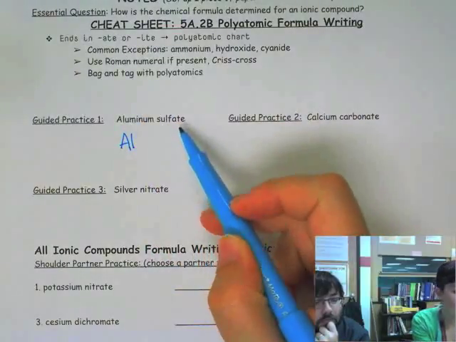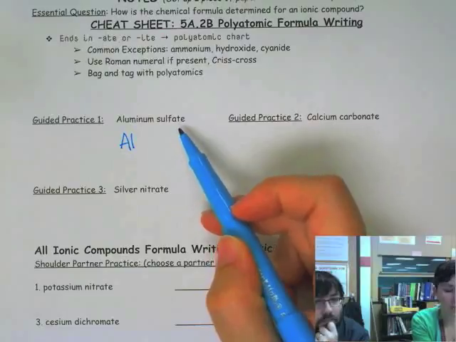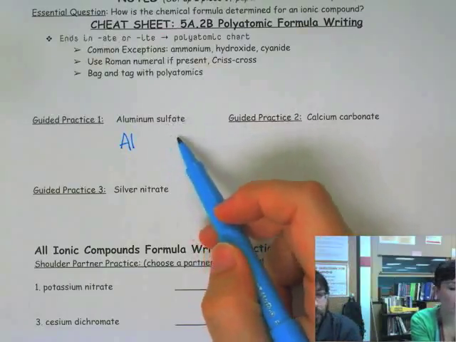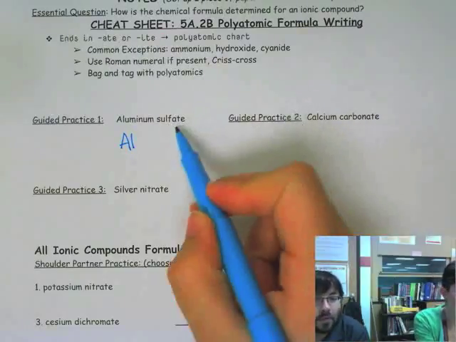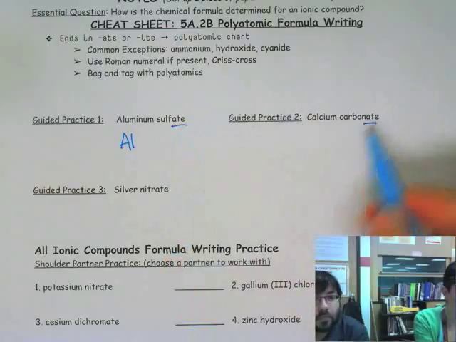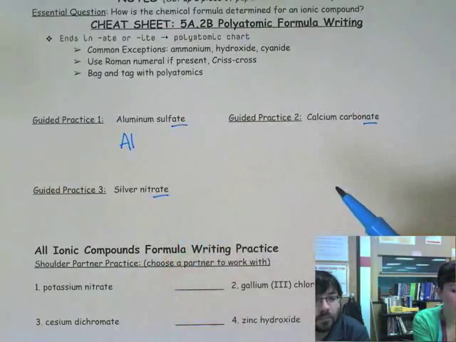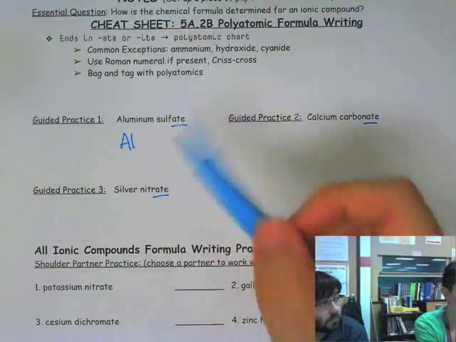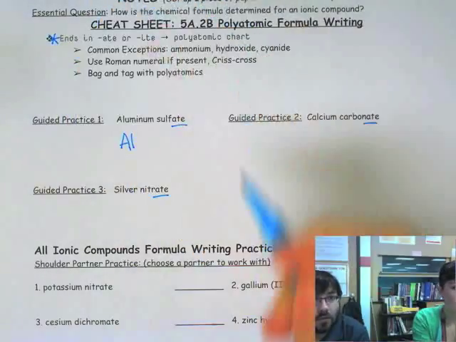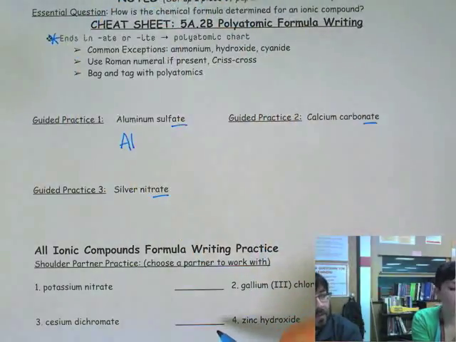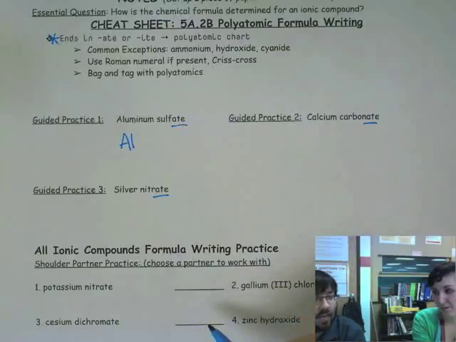The "ate" tells me that I'm dealing with a polyatomic ion. That's a really, really good key. The "ate"s here all tell me that I'm dealing with polyatomics. If it's "ate" or "ite," you want to keep that in mind. So "ide," probably not a polyatomic. "Ide" is not a polyatomic. But "ate" or "ite," yes.